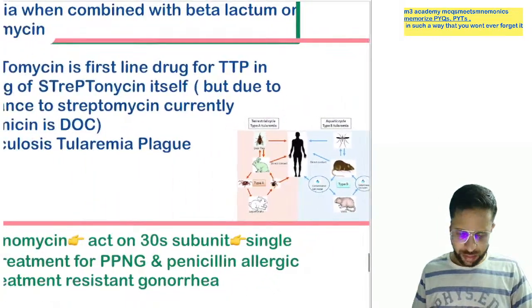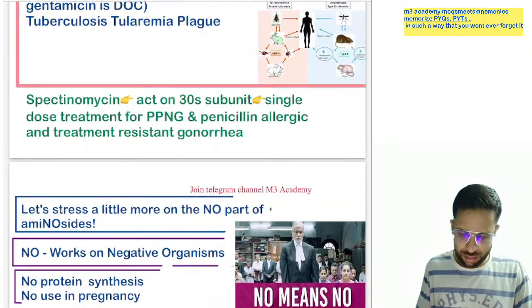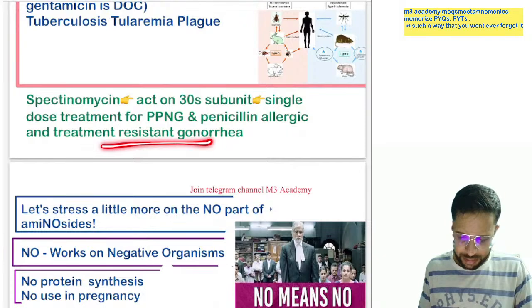Now, next thing is spectinomycin. When you pronounce spectinomycin, it acts on the 30S subunit. It is a single dose treatment for PPNG and penicillin allergic, treatment resistant gonorrhea.